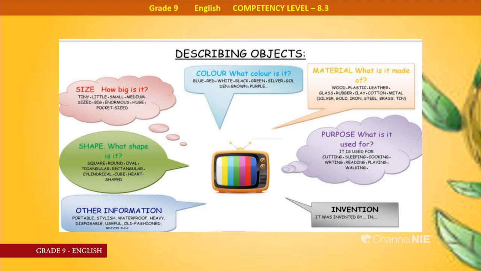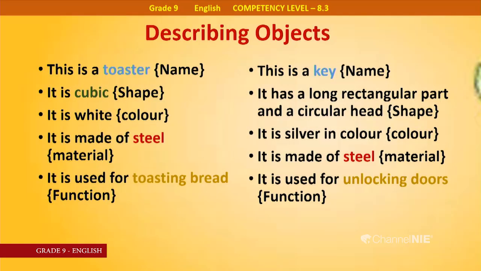And shape, what is the shape? It can be square, round, oval, all these shapes can be used when you are describing an object. Then other information, other than these, we can have any other information like portable, stylish, waterproof. You know waterproof, the water won't go inside, and some other information, invention, who invented this thing. If it is a television, we always learn John Logie Baird invented television. So, likewise we can talk about describing objects.